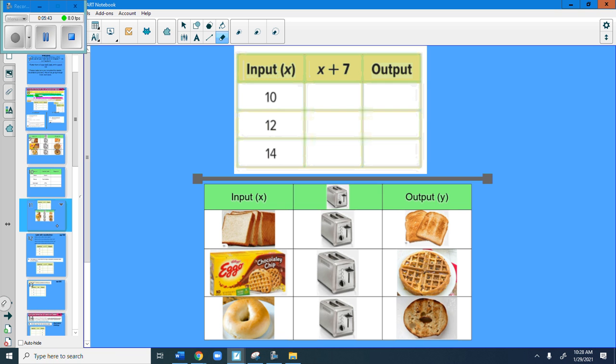Looking here. Do you have that connection of the fact that this is your input, you put it into the rule, and then you get your output? Do you see the connection? That's really, really important. Okay?